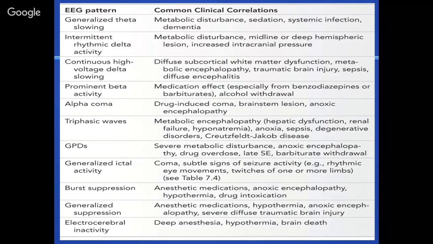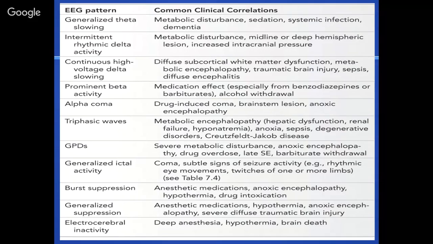Alpha coma, I'm going to go a little faster because there's a lot of stuff. So alpha coma: drug-induced coma, brainstem lesion, anoxic encephalopathy. Triphasic waves, everybody loves the triphasic waves. Metabolic encephalopathy; Creutzfeldt-Jakob disease can give you the early stages of triphasic waves. Generalized periodic discharges, GPDs, all right? Severe metabolic disturbance, anoxic encephalopathy, drug overdose, late status epilepticus, barbiturate withdrawal, all right? It could simulate triphasic encephalopathy.